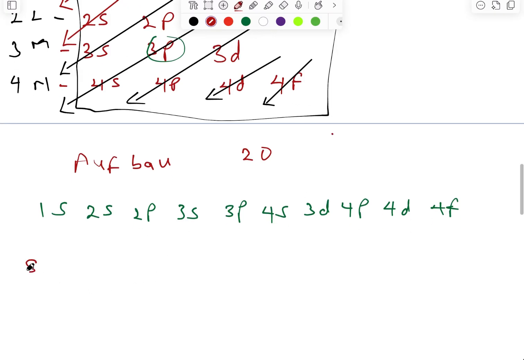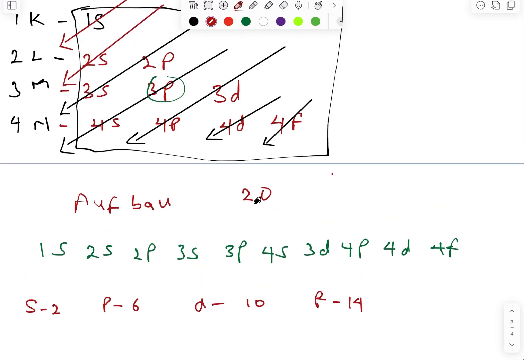Let me write it here. S can only hold 2. P can only hold 6 electrons maximally, and D can only hold 10, while F can only hold 14. So therefore, let's start filling one after the other.